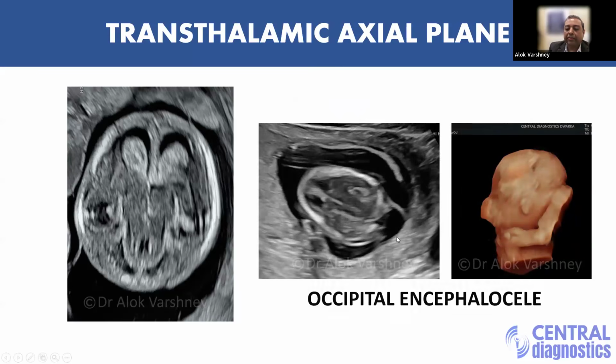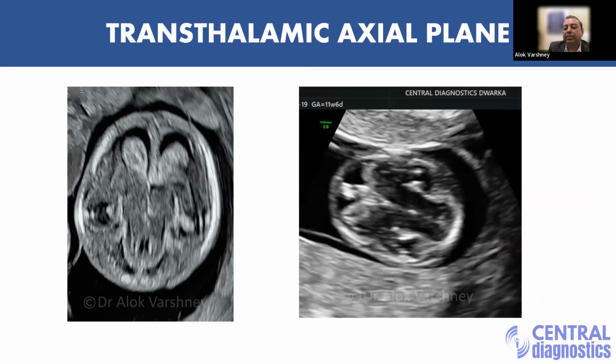So that's an encephalocele, occipital encephalocele. And here we see that the cerebral peduncles, the midbrain, is actually touching the occipital bone. Here you can see that it is at some distance away from the occipital bone. Here it has sort of crashed into the occipital bone. So that's known as the crash sign.